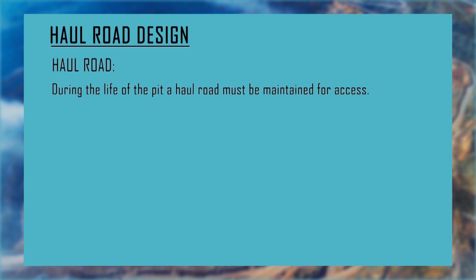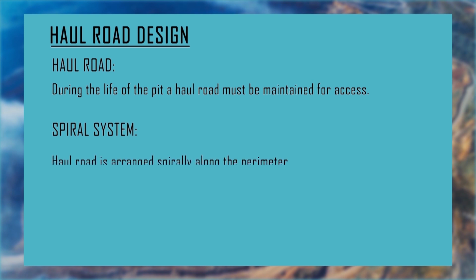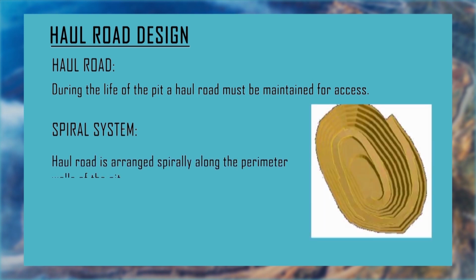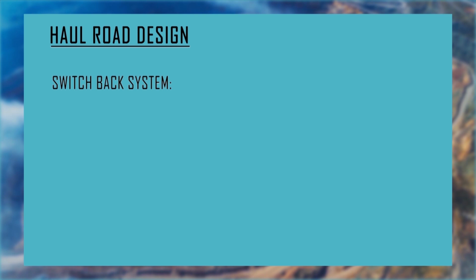Now, we come to design of haul road. During designing of an open pit, first of all the haul road is designed. The haul road must be maintained throughout the life. It is a travelling roadway, and it may be a spiral system. The haul road is arranged spirally along the perimeter wall of the pit. It depends on the geometry of the deposit and our working methodology. Some use a switchback system, which is a zigzag pattern on one side of the pit.